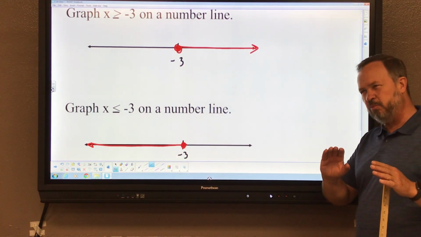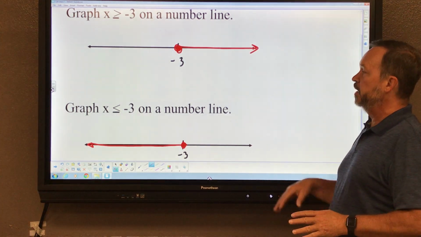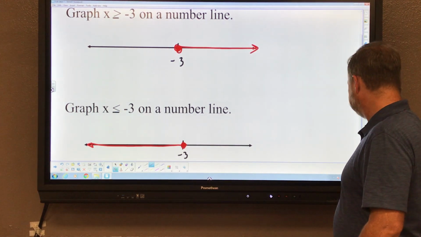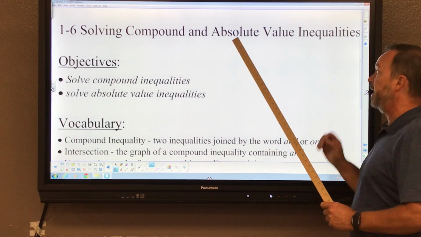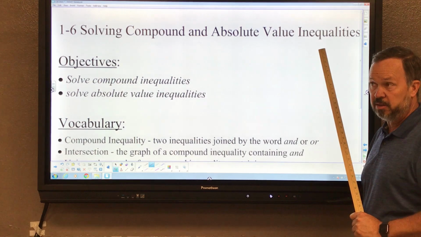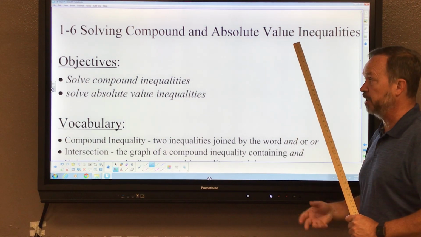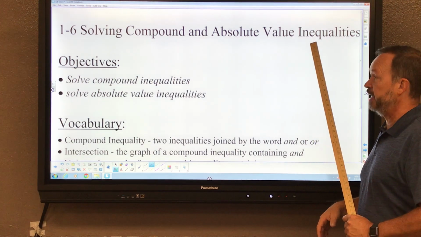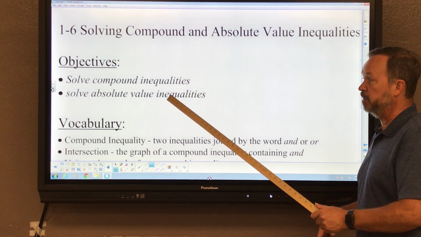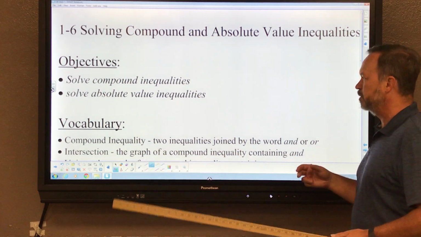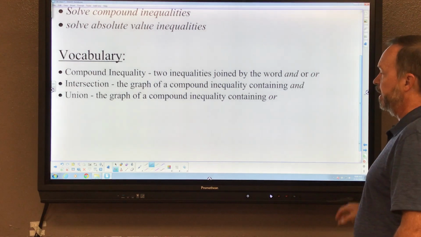Okay, I wanted to remind you of that case 1, case 2 stuff for absolute value equations, and remind you about graphing because of what we're going to do today. Today, we're going to solve compound and absolute value inequalities. So we did absolute value equations, that's what that example was just a moment ago, but now we're going to look at absolute value inequalities. So we're going to solve compound inequalities and solve absolute value inequalities, and we'll see how those kind of connect.